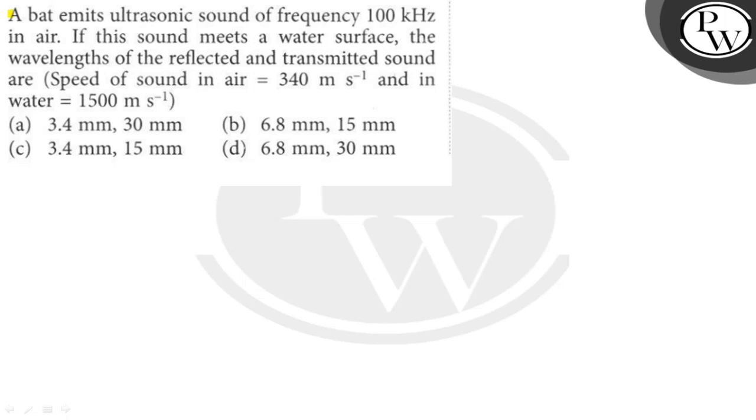The question says a bat emits ultrasonic sound of frequency 100 kHz in air. If this sound meets a water surface, the wavelengths of the reflected and transmitted sound are... Speed of sound in air is equal to 340 meter per second and in water is equal to 1500 meter per second.